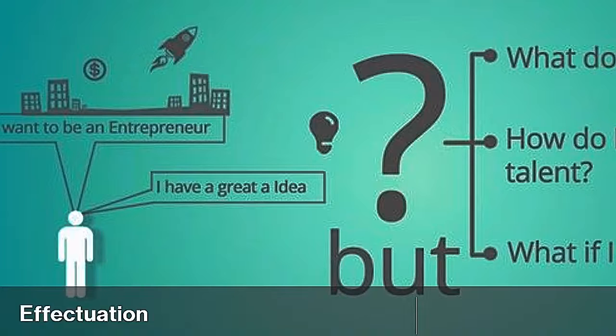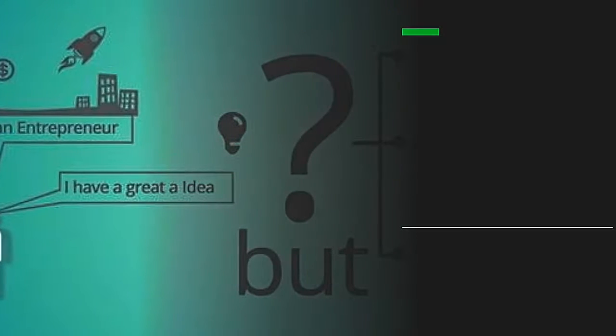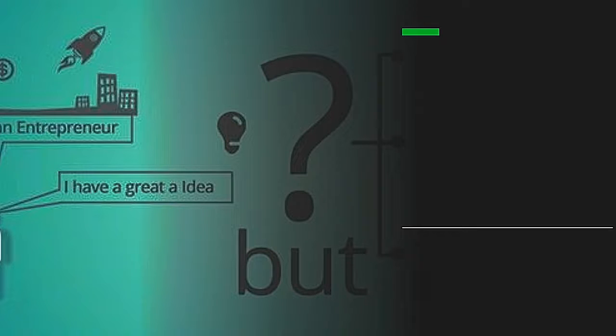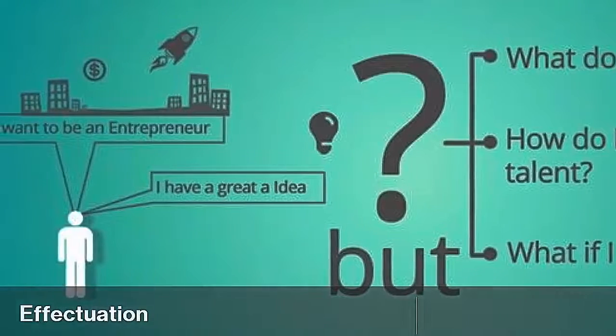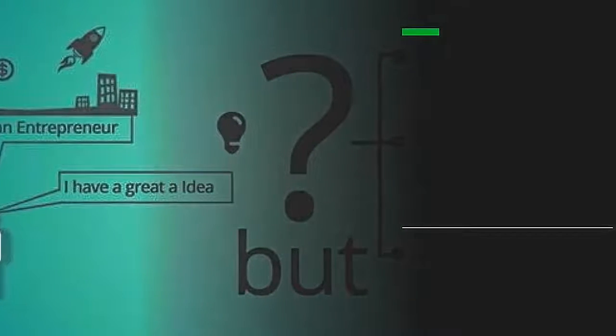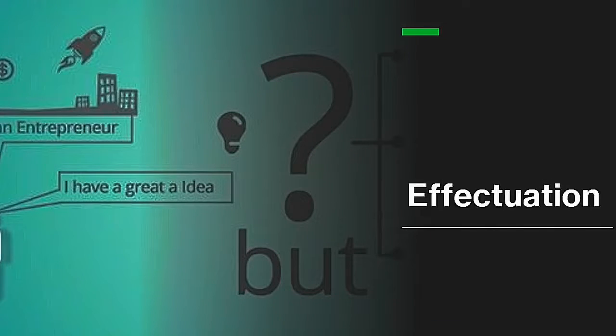Effectuation is a logic of entrepreneurial expertise that emphasizes leveraging available resources to create opportunities and solve problems. Rather than making predictions and trying to plan for the future, effectual entrepreneurs focus on what they can do with what they have. Let's explore this through a few principles. First, we have the bird-in-hand principle.